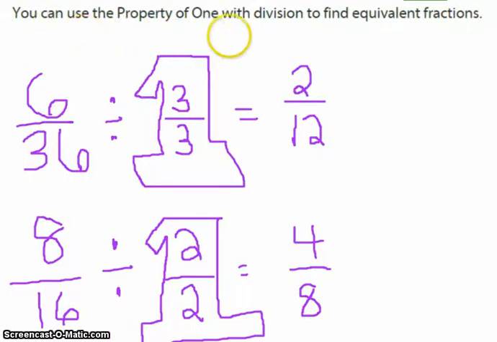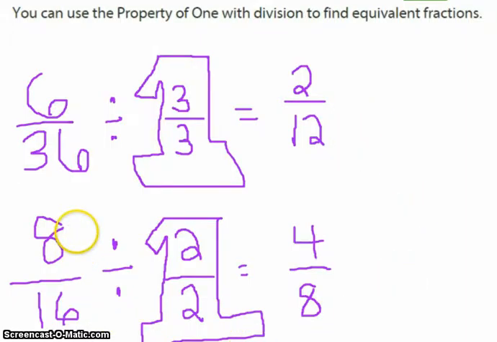You can also use the property of 1 with division to find equivalent fractions as well. So we've got 6/36 here, and we're going to divide by 3 in the numerator and the denominator. Now, why did I pick 3? Because 3 is a factor that will divide evenly into both 6 and 36 without a remainder. Now, there are other factors that 6 and 36 share, but I went ahead and picked 3 just for this example. So 6 divided by 3 equals 2, and 36 divided by 3 equals 12. So an equivalent fraction of 6/36 is 2/12.